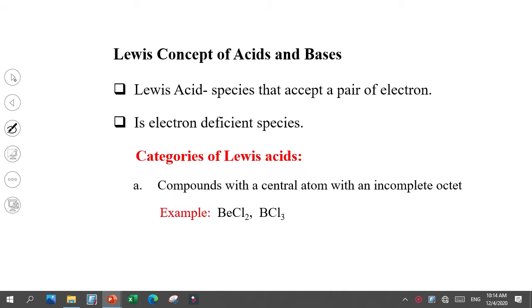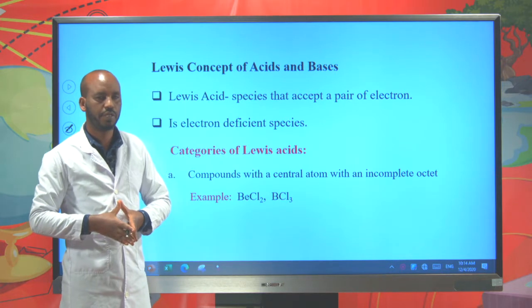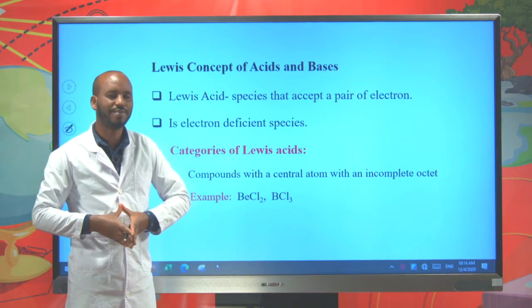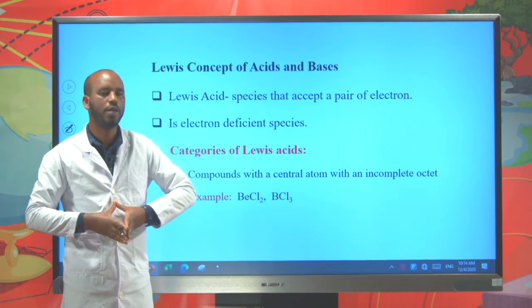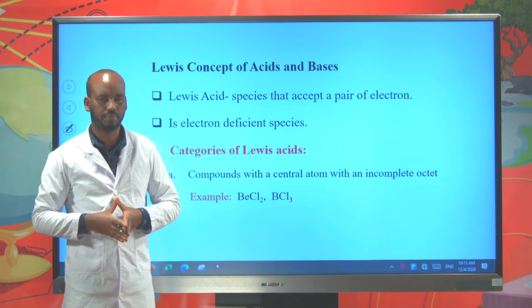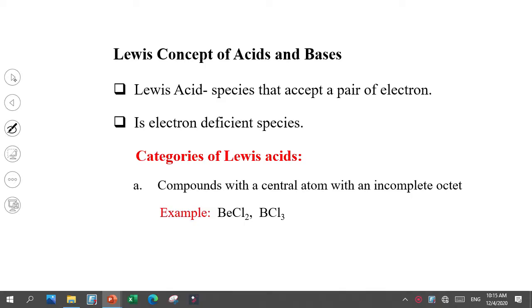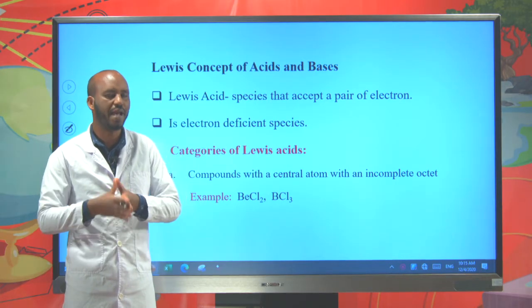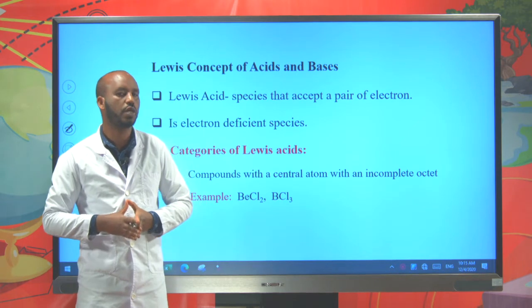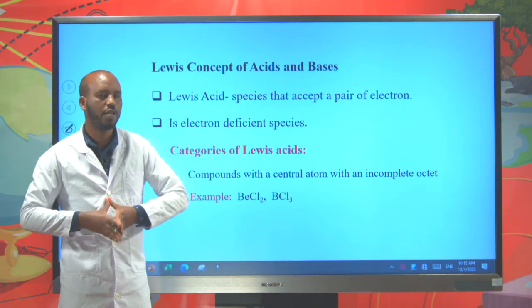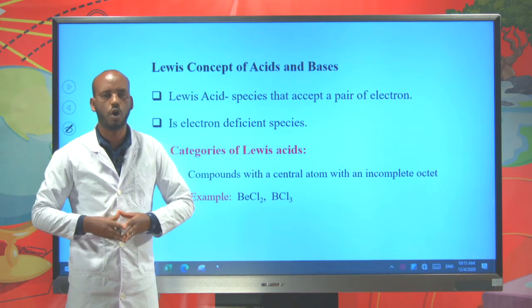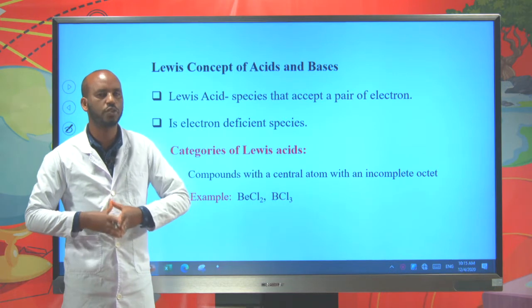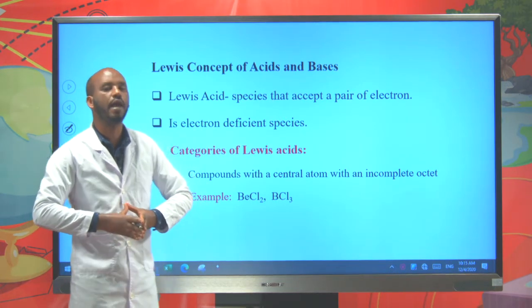Lewis' concept of acids and bases. Students, as we said, the first successful conceptualization of acids and bases was given by Arrhenius. Arrhenius' definition has some limitations. A more general definition of acids and bases was given by the Bronsted-Lowry concept. An even more general definition of acids and bases was given by G.N. Lewis.